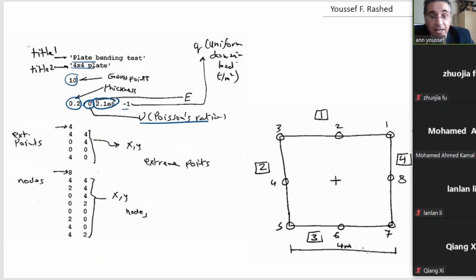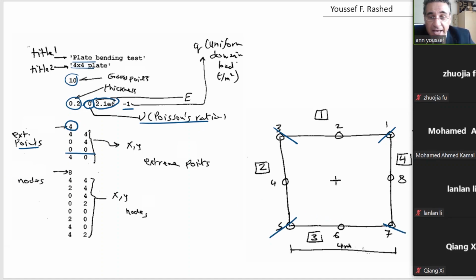And this is the distributed load over the domain area. It is -1 ton per meter square or kilonewton per meter square. Here I'm defining that I have 4 extreme points. These are the x and y, the x1 and x2, of the 4 extreme points. For example, the first one is this point, 4 and 4, and this is the second point, and this is the third point, 0 and 0 here, and this is the fourth point.